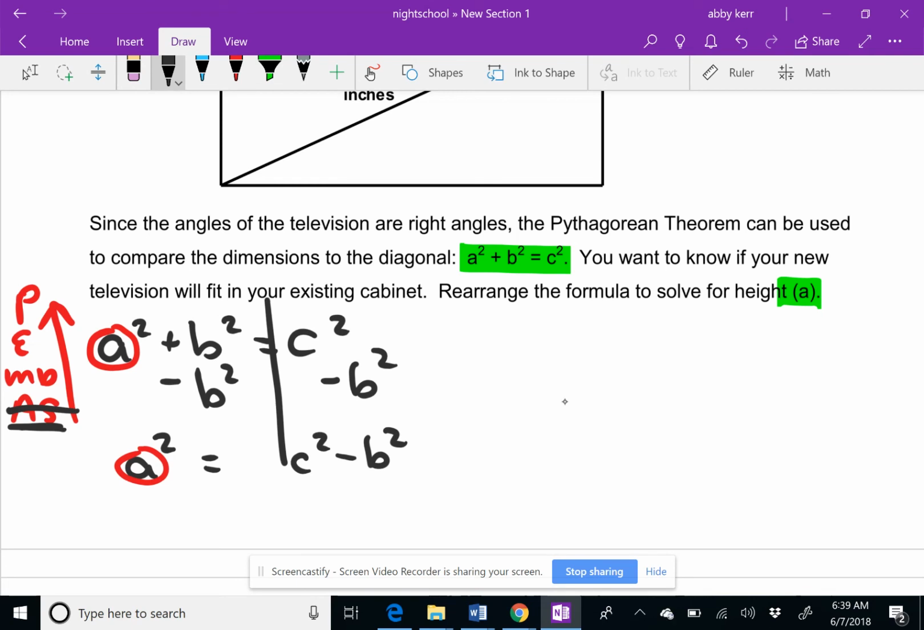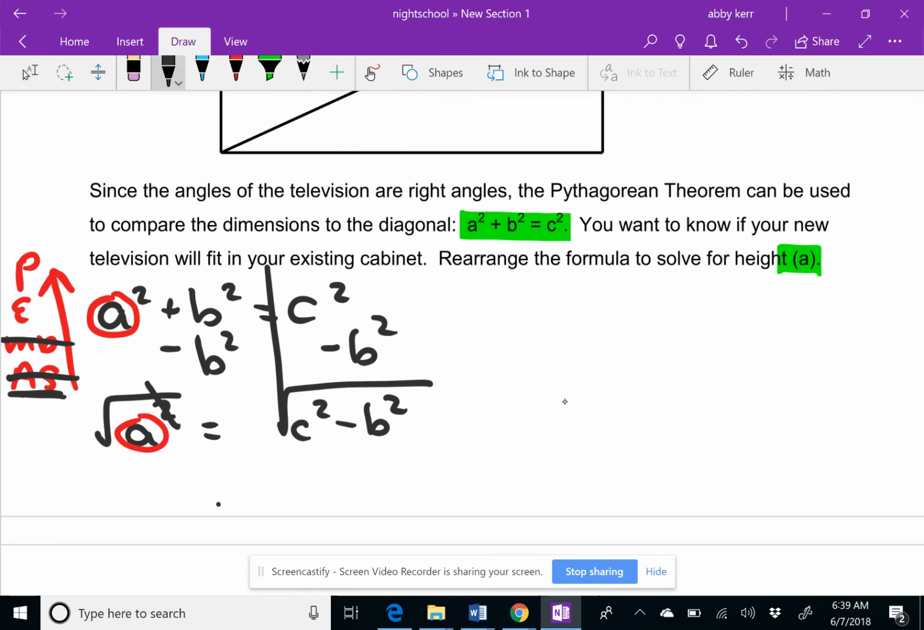We have to ask ourselves, is there any multiplying or dividing happening to a? Which is no, it's being squared. So we have an exponent. To undo squaring, it is the square root. Whatever you do to one side, you do to the other. That's an undo operation. So we are left with a equals the square root of c squared minus b squared.